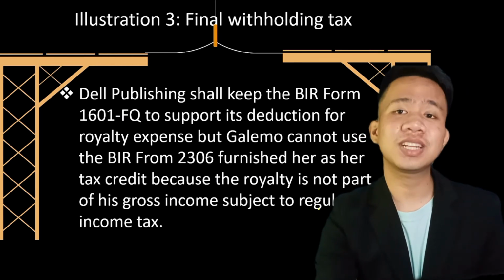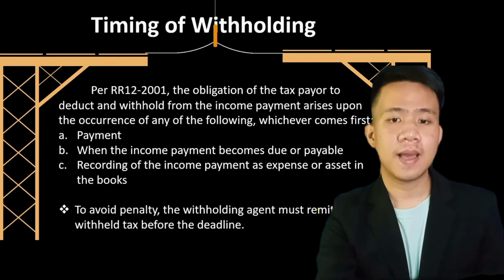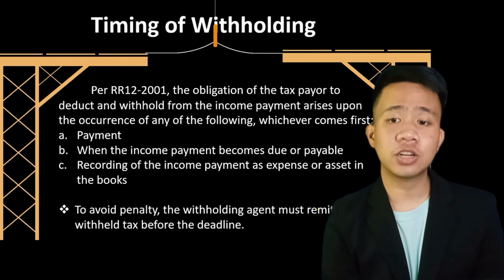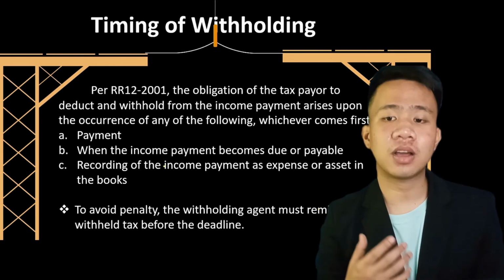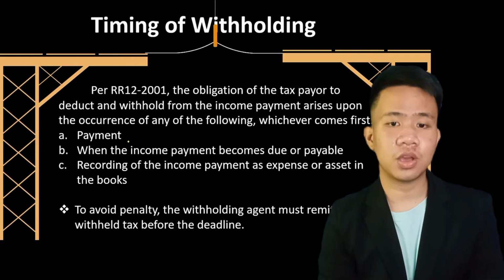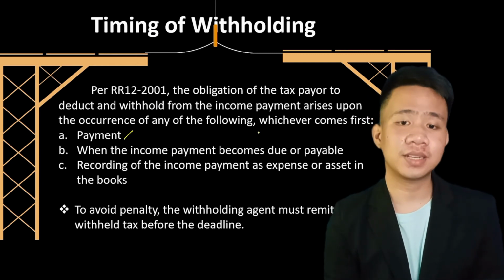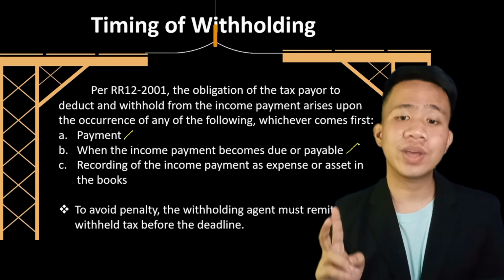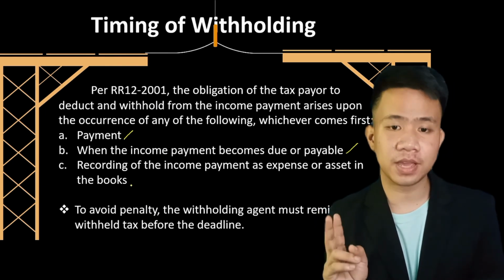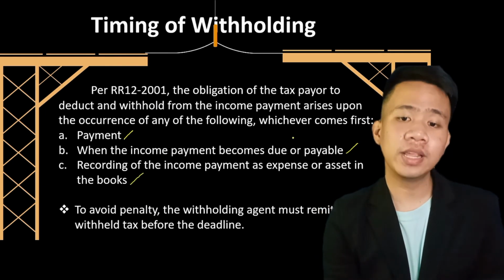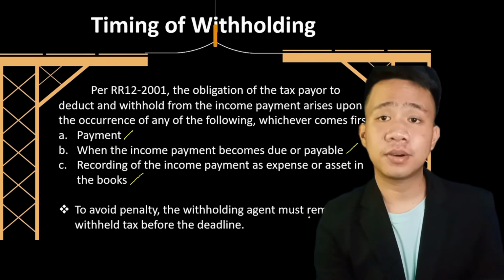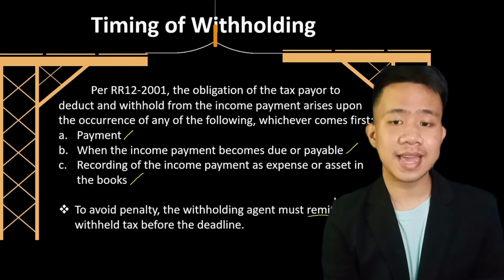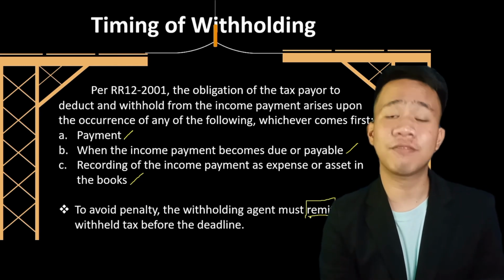So let us now proceed with the timing of withholding. Per RR 12-2001, the obligation of the payer to deduct and withhold tax from the income payment arises upon the occurrence of any of the following, whichever comes first. So first is payment, next is when the income payment becomes due or payable, and lastly, when the recording of the income payment as expense or asset in the books. But to avoid penalty, the withholding agent must remit the withheld tax before the deadline.